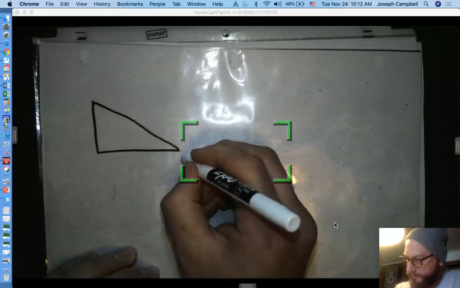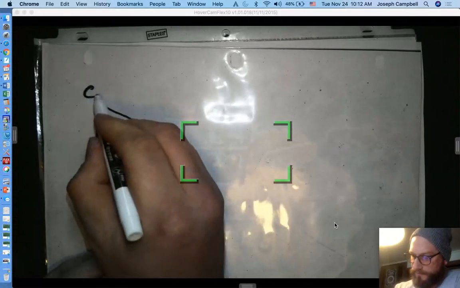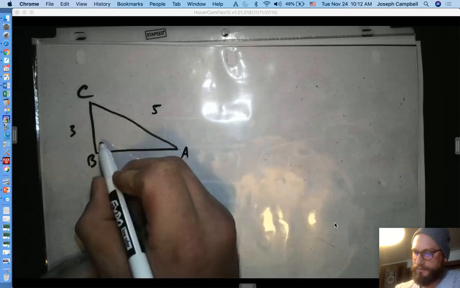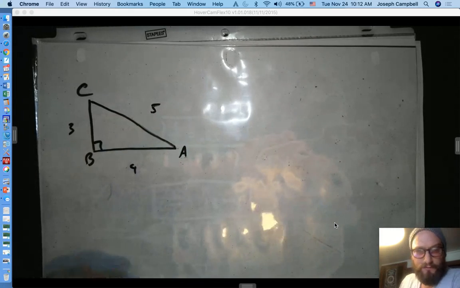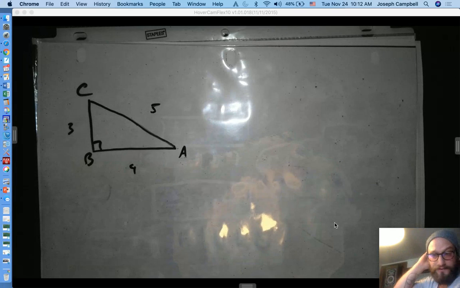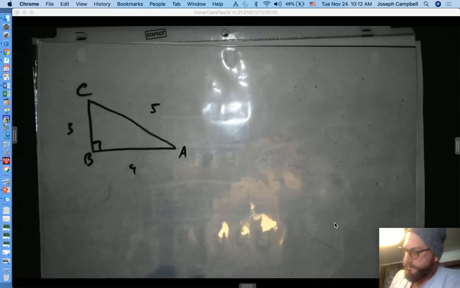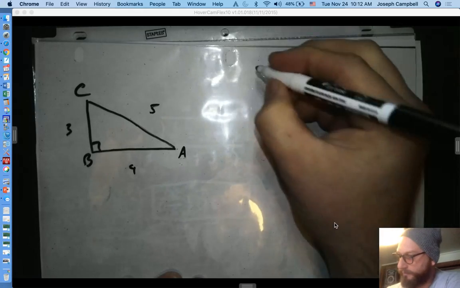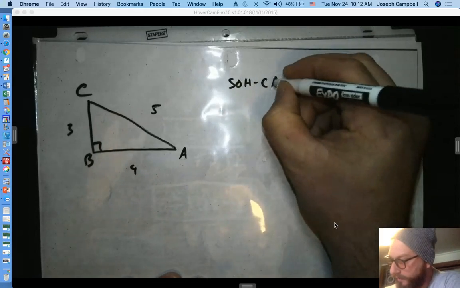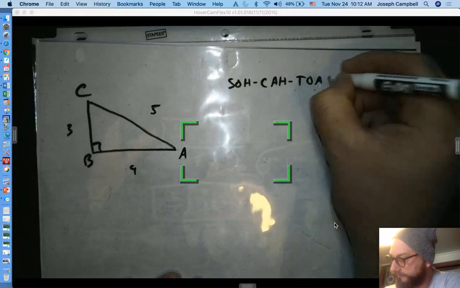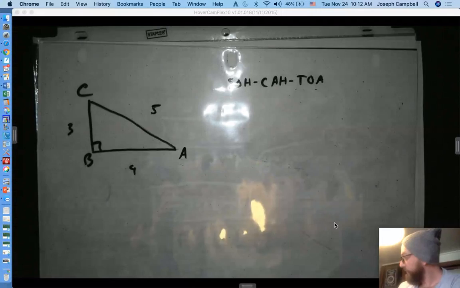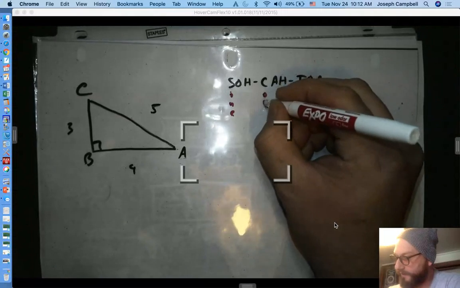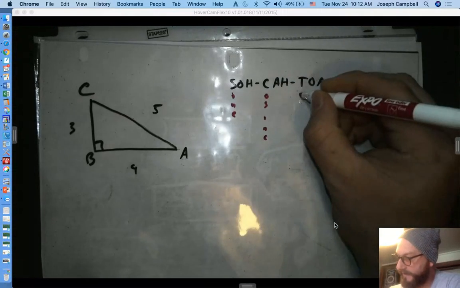Okay, I'm going to go ahead and use A, B, and C. I'm going to use the 3, 4, 5 right triangle again, just because it's easier to use than a bunch of letters all the time. So remember that silly mnemonic, SOH CAH TOA. This is for sine, this is for cosine, and this is for tangent.